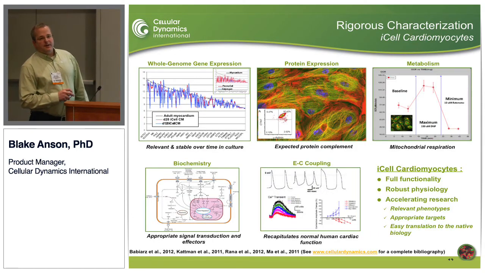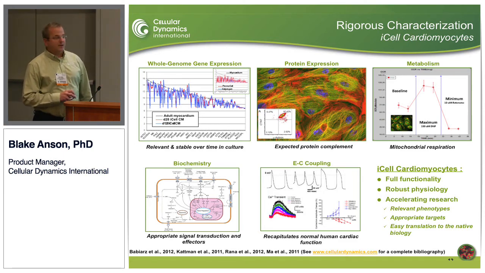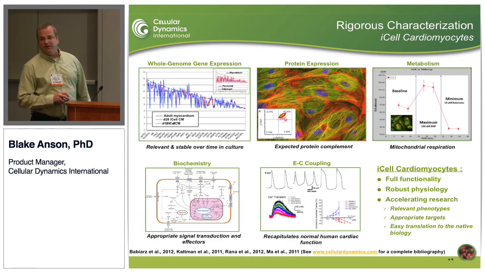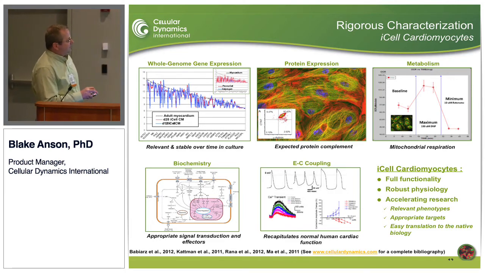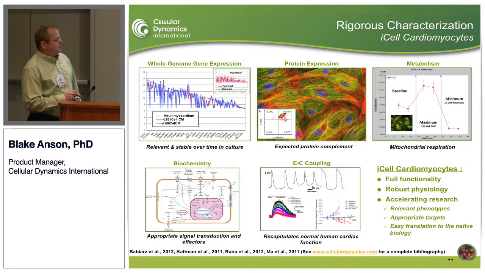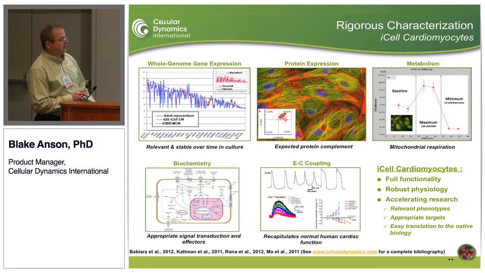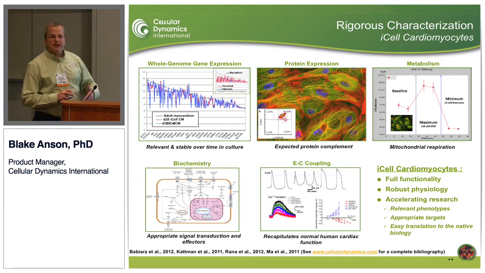All right, for the iCells, we provide a very rigorous characterization of the cells. And I've got an example up here for the cardiomyocytes. This is accumulation of several years of work and probably around a dozen or so publications simply on characterization. But suffice it to say that the gene expression is stable and what you'd expect for human cardiac cells. The protein expression is the expected protein complement, and it enables the function.